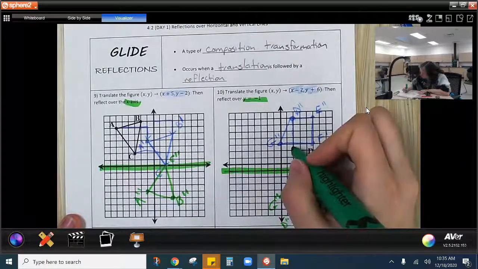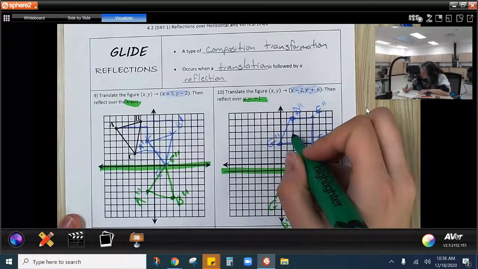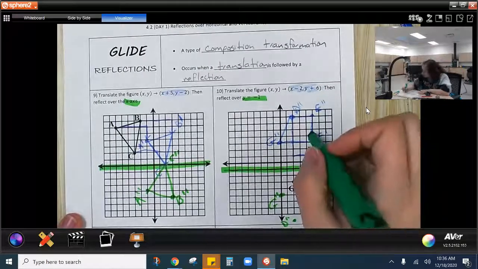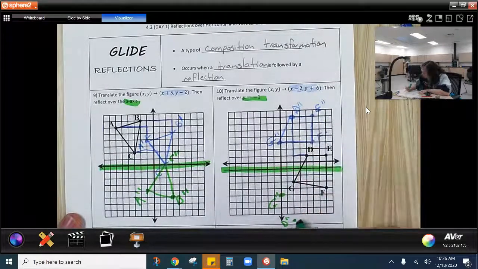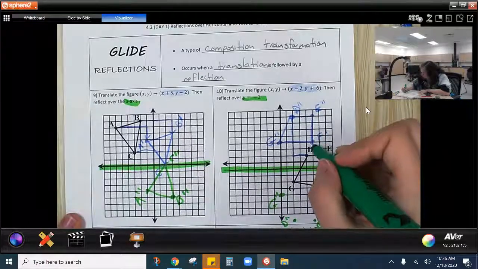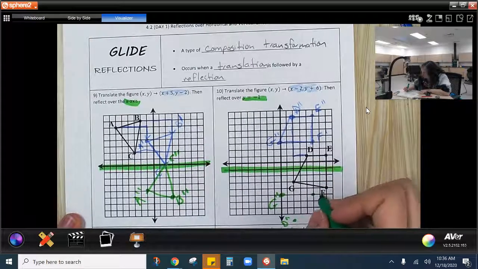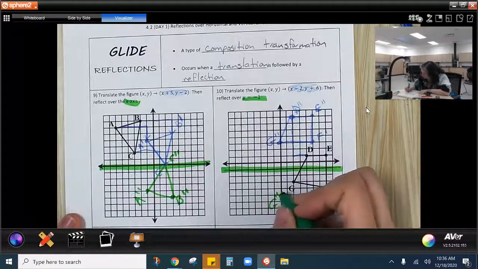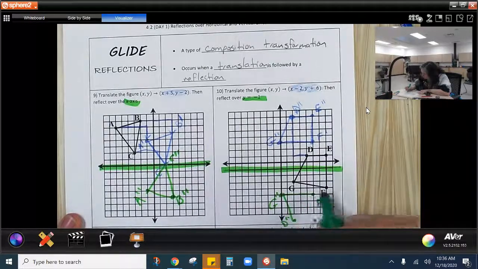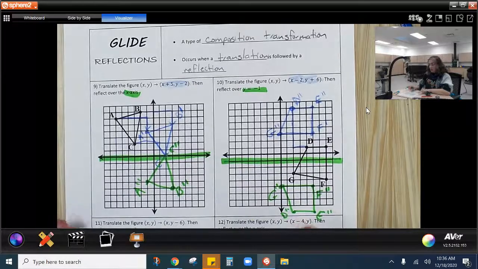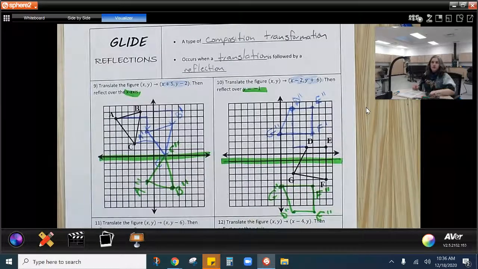Did I do this one right? 1, 2, 3, 4, 5. Yep, I did it. My graph is just not big enough. Sorry, guys. All right, E is also going to be down here. That's E double prime. And then F is 1, 2, 3, 4 away, so 1, 2, 3, and 4. So that is F double prime. So this right here, the green one, is our image. It's our final one for this glide reflection, which is a composition of transformations.